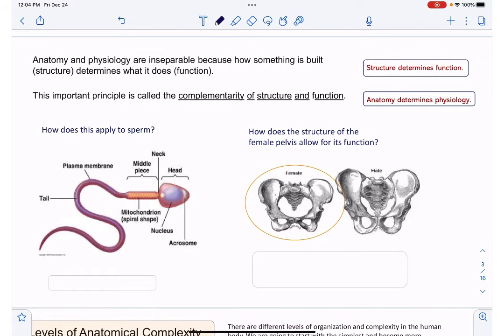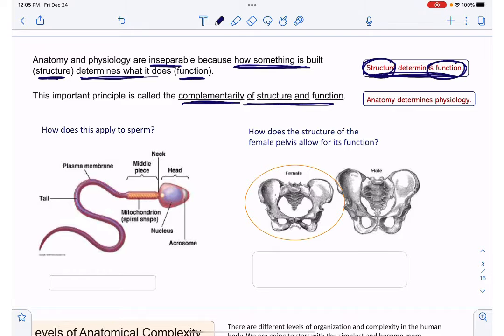And really, anatomy and physiology are inseparable, because how something is built determines what it does. Something's structure determines its function. So that's an important principle in anatomy and physiology: structure determines function. How something is built determines what it does. And this important principle is called the complementarity of structure and function.